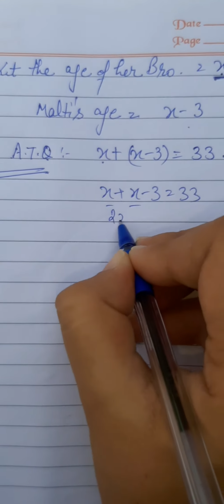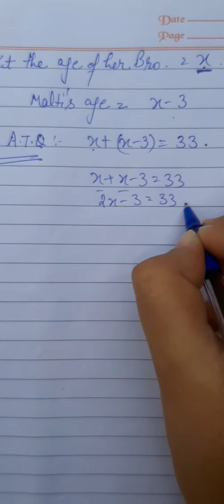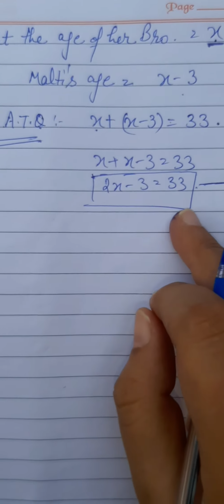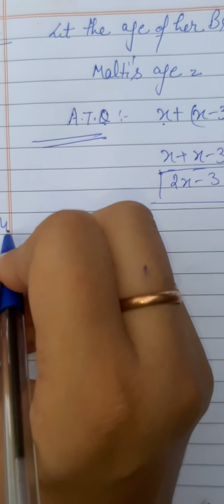x plus x, 2x minus 3 is equal to 33. So this is the equation, the required equation. This is okay.